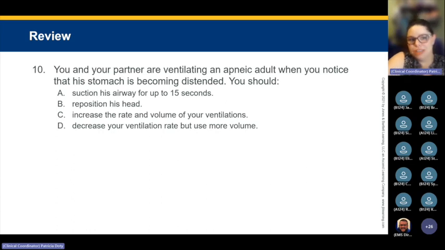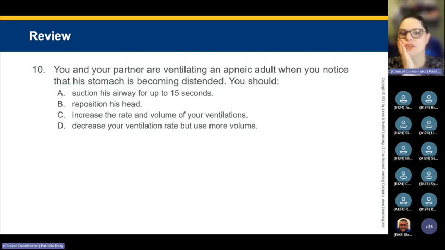Okay, so number 10, and then we can go home now or turn off our computers, or some of us are already home. Number 10, you and your partner are ventilating an apneic adult when you notice that his stomach is becoming distended. Uh-oh. You should A, suction his airway up to 15 seconds, B, reposition his head, C, increase the rate and volume of your ventilations, or D, decrease the ventilation rate, but use more volume.